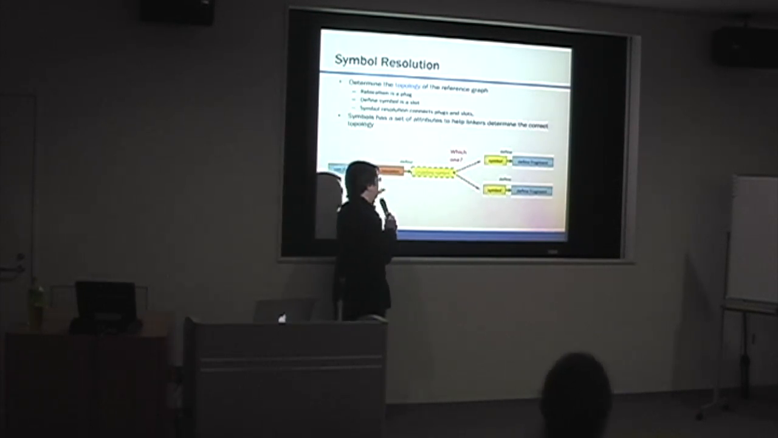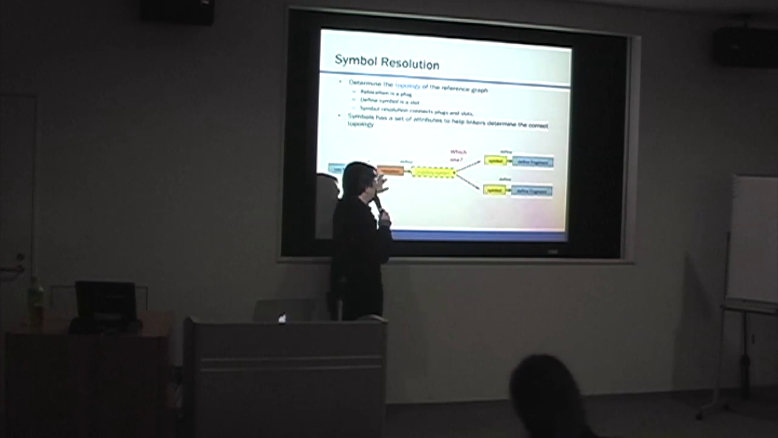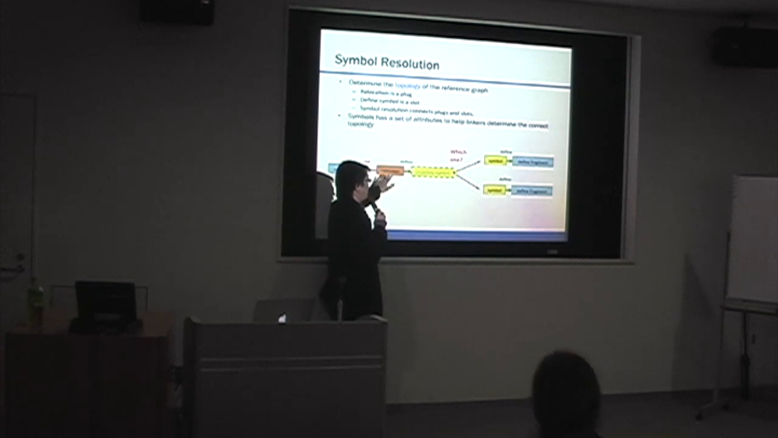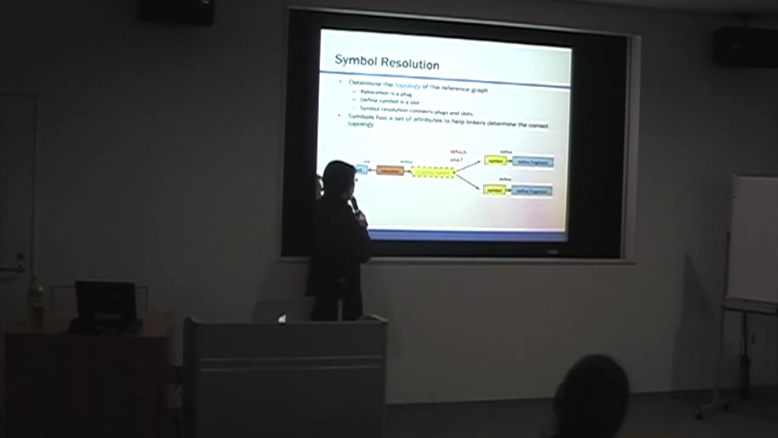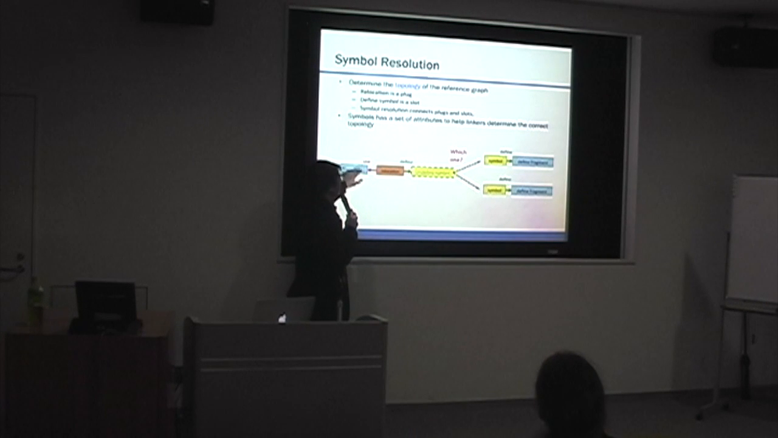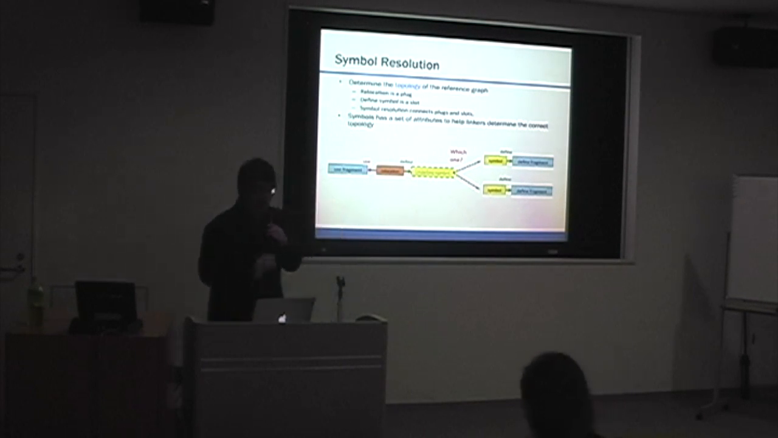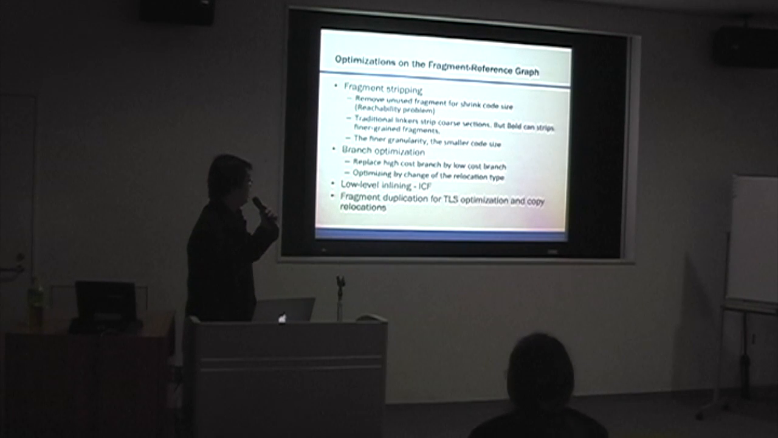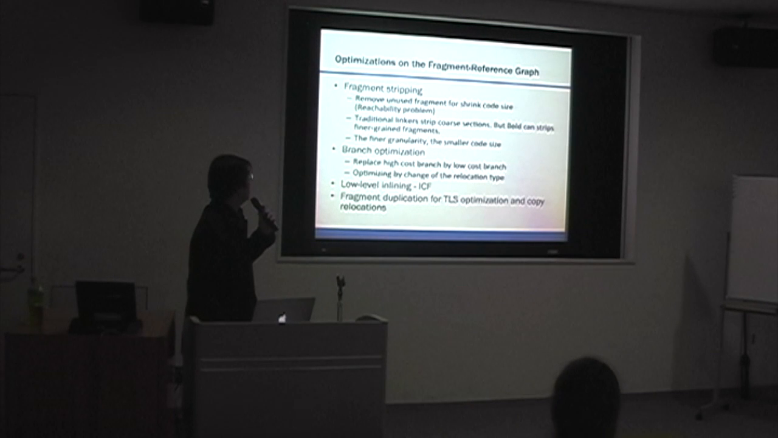If we can, we can just change the type of relocation. Then the linker will also change the content of the use fragment. It will use a low cost branch to replace a high cost branch. And there are some optimizations like ICF, which Gold also has, and for TLS, thread local storage, there are some optimizations that can be done in this stage.